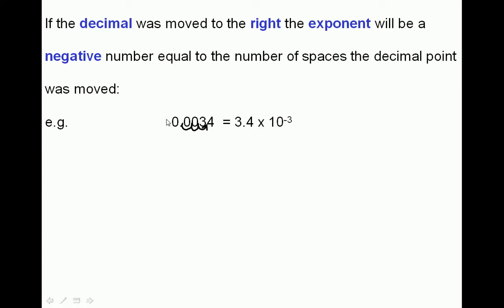When I have very small numbers, I do the same procedure, but this time I will move the decimal point towards the right, and the number of spaces that I need to move the decimal point to the right will be expressed as a negative number in the exponential term here. So the exponent, for very small numbers, is going to be a negative number. So 3.4 times 10 to the minus 3, or alternatively 3.4 times 1/1000th equals 0.0034.